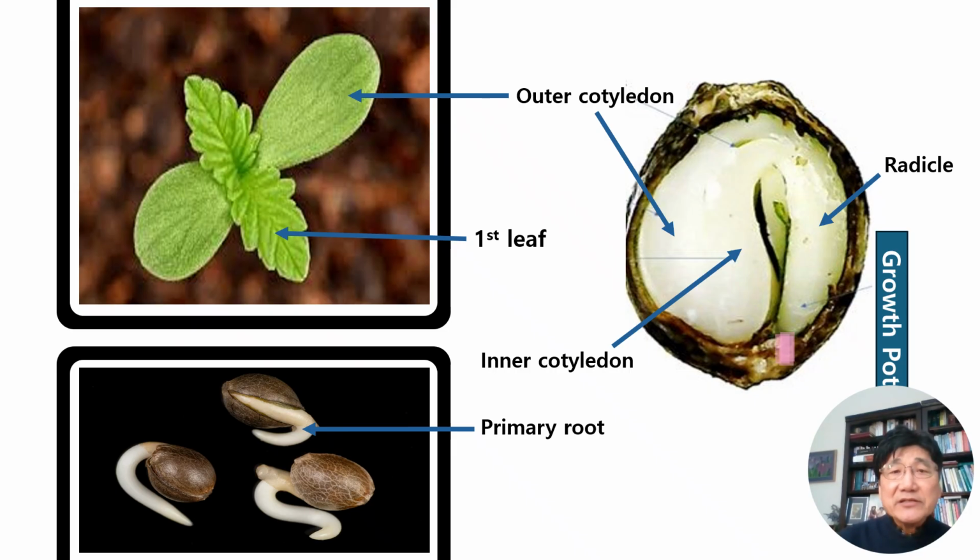The seed consists of 2 cotyledons and 1 radicle. The 2 cotyledons store a large amount of protein and oil. These nutrients are broken down by various enzymes during germination and used as an energy source.